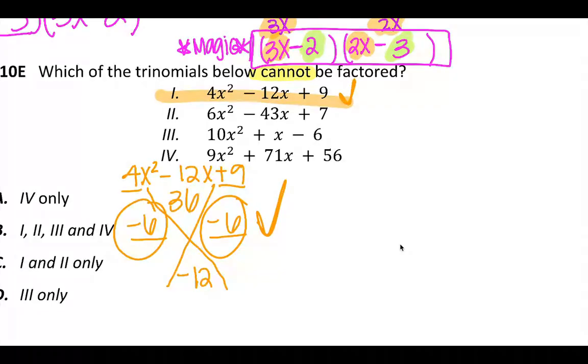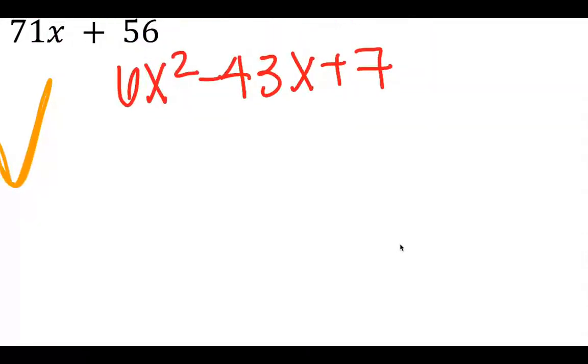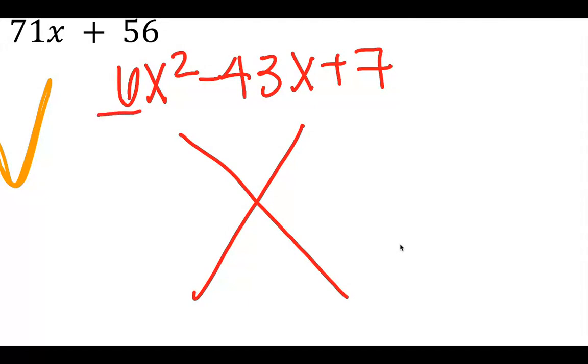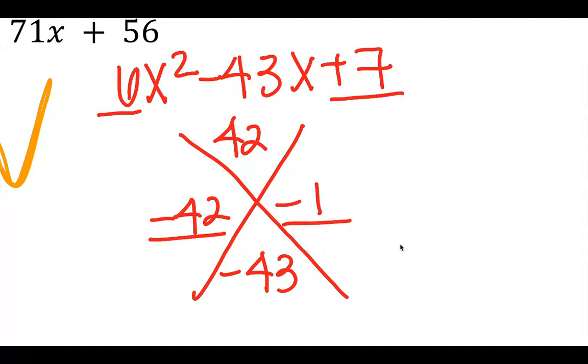So let's try another one. Number 2 is 6x squared minus 43x plus 7. See if we can create an X puzzle for him. 6 times 7 is 42. And then I bring that negative 43 down. The one that sticks out to me would be negative 42 and negative 1.